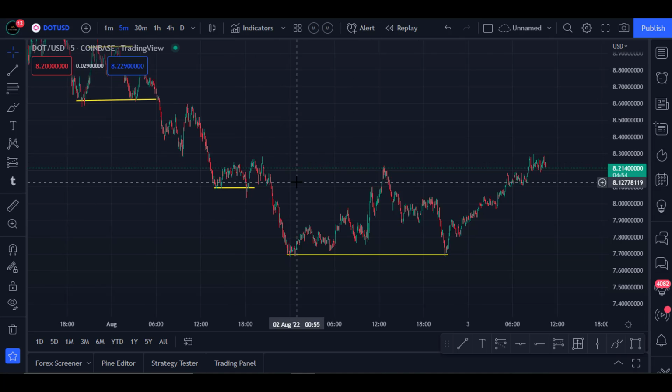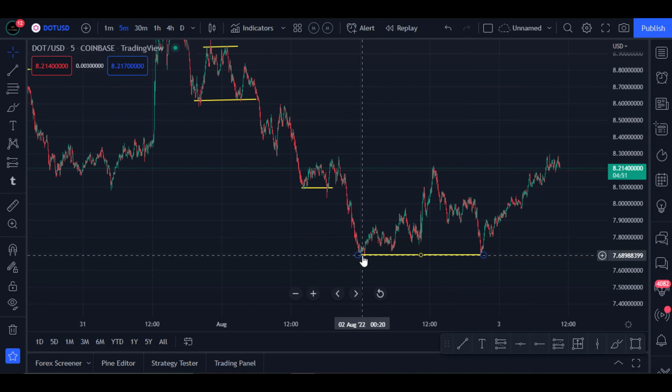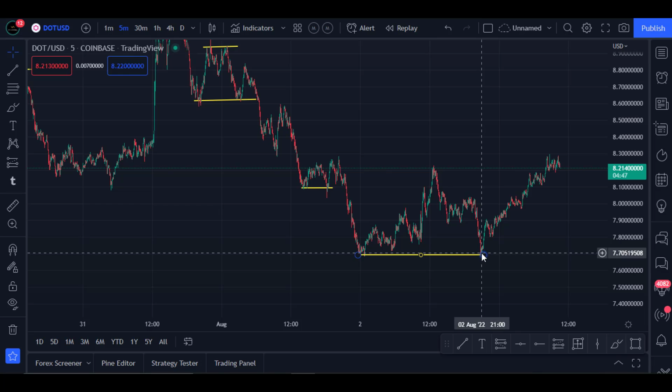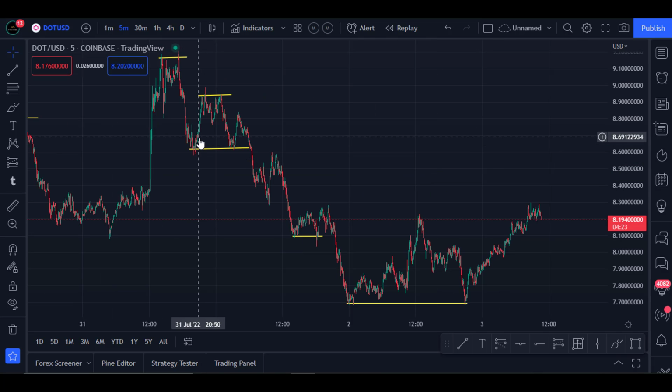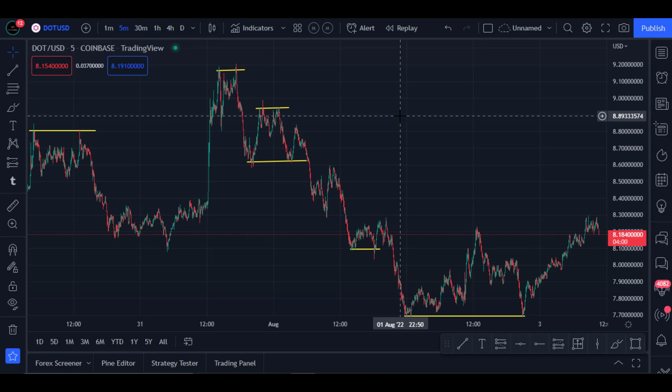Here's another example with another pair. Polkadot, the market reversed yesterday. So each day you would get at least one setup for trading. And these are the rules for trading this method, right?